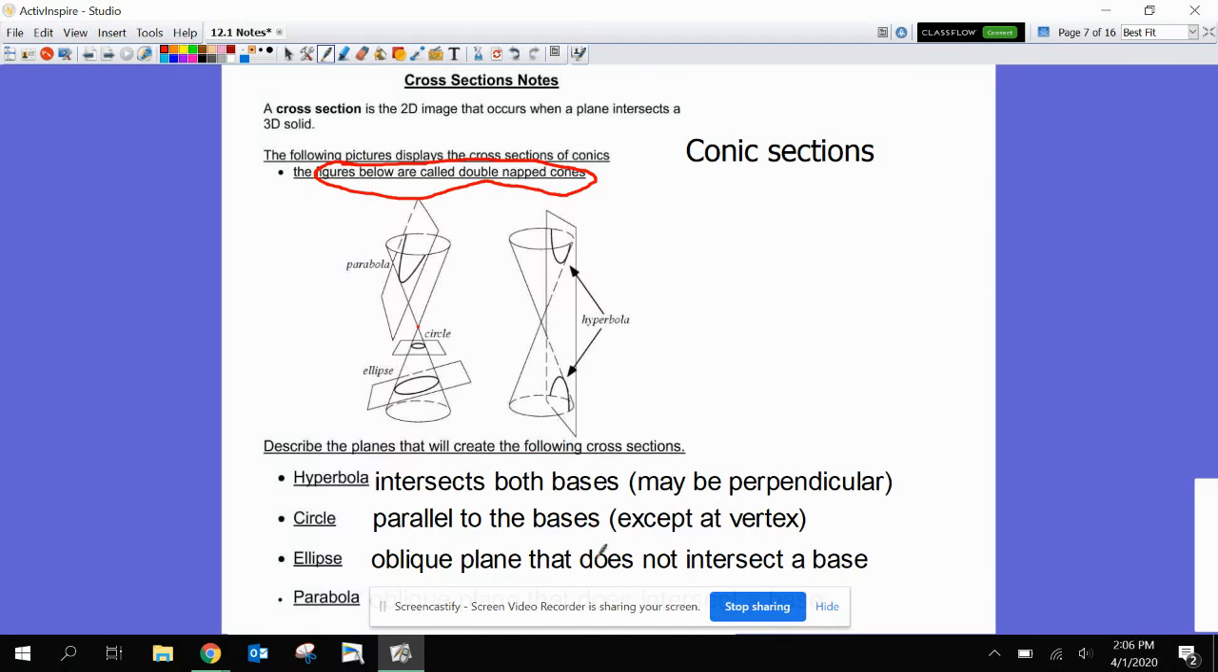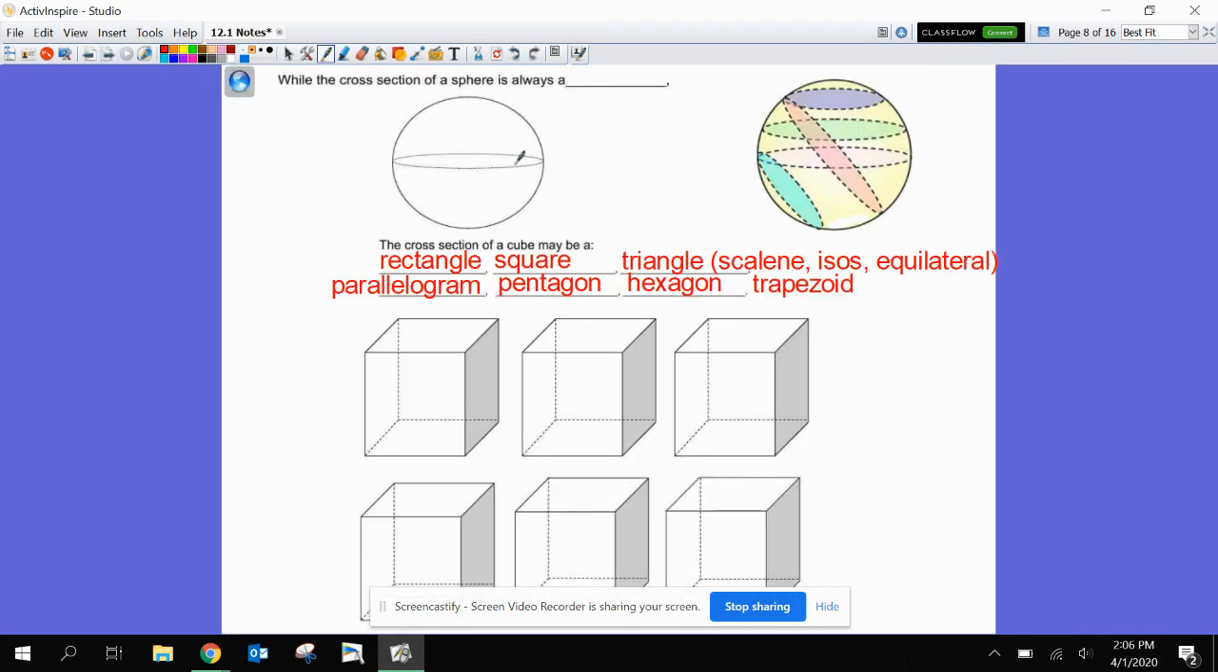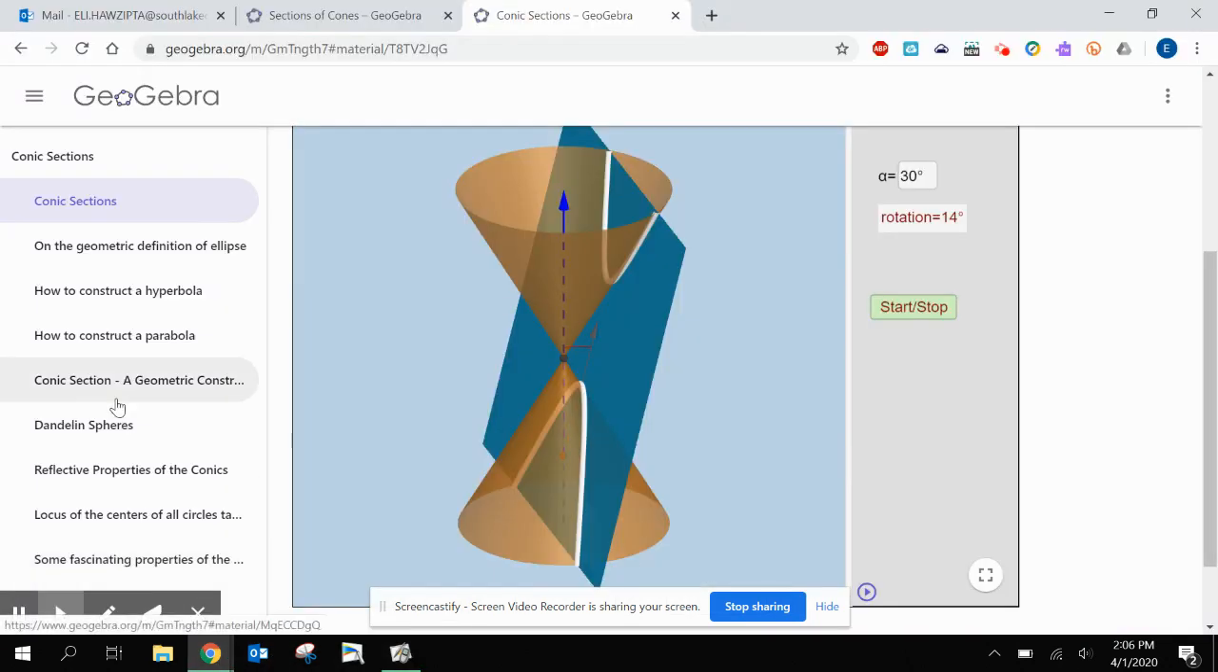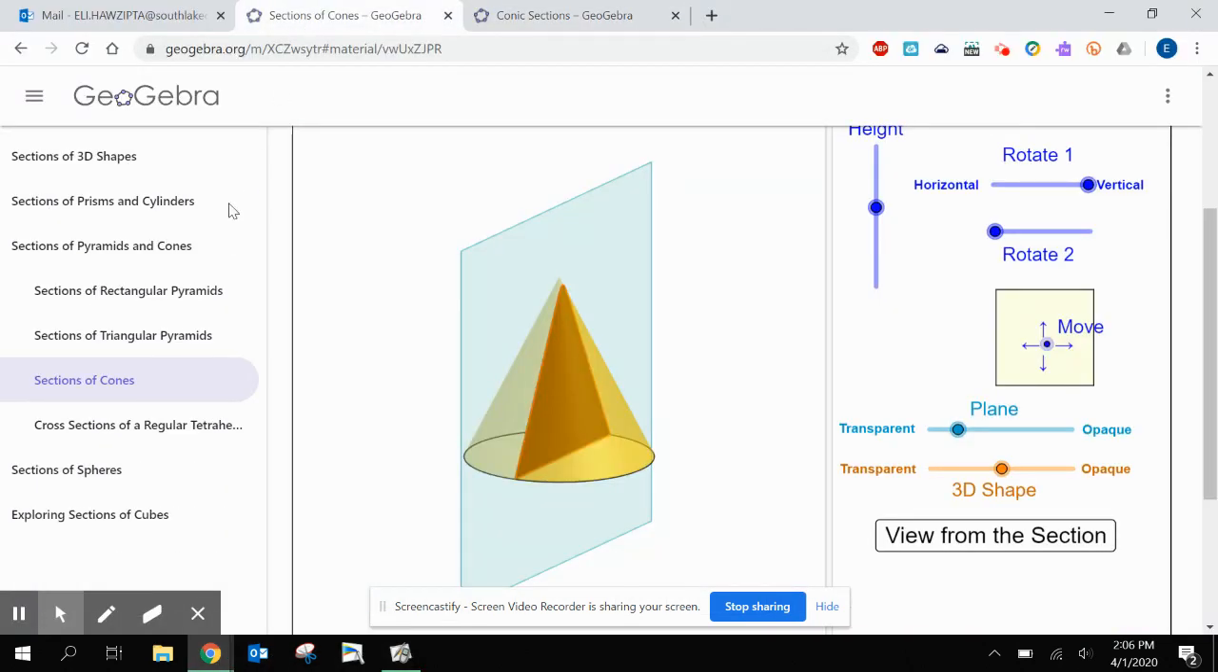So just know how we create these cross sections. And again, you'll go into much greater detail on all of these shapes when you get to your Algebra 2 and your pre-calculus classes. Okay, on the next page, we have a cross section of a sphere. Let's knock that one out. That one is going to go real quick and real easy here.